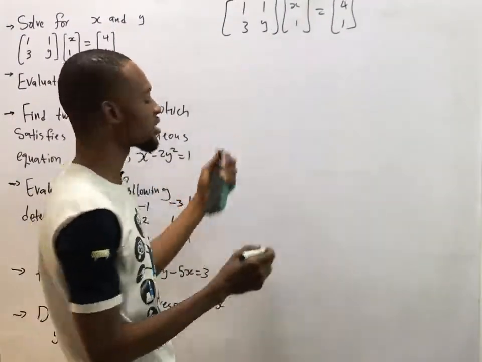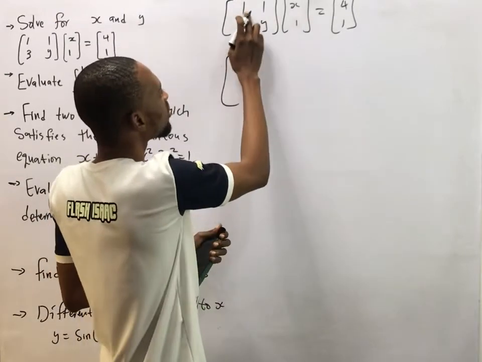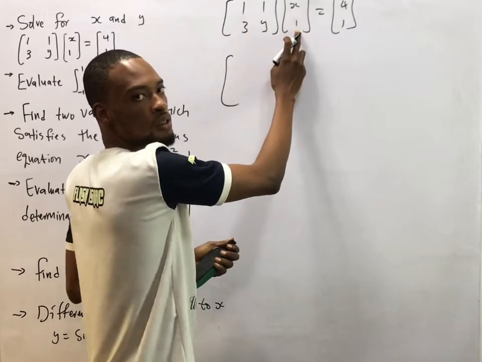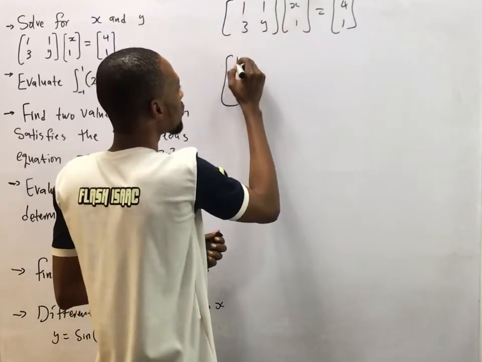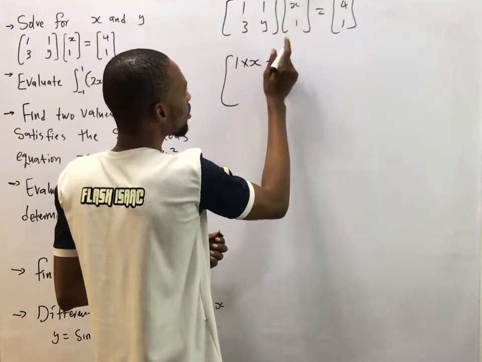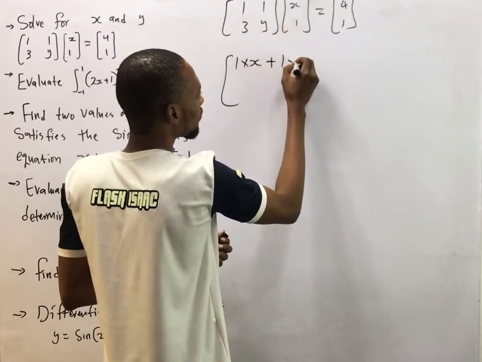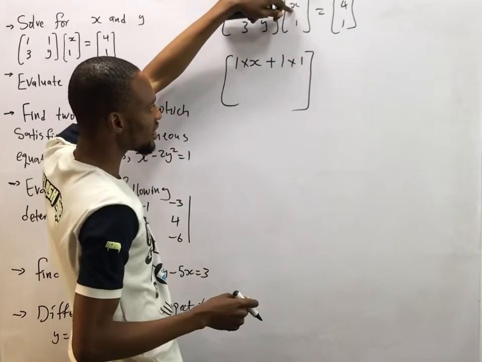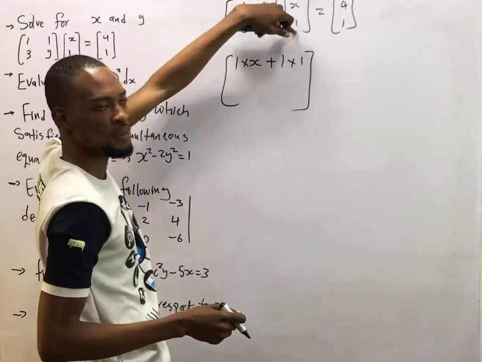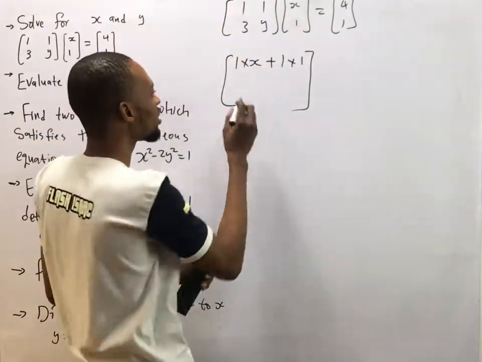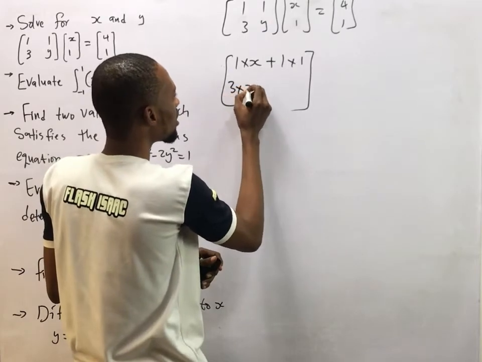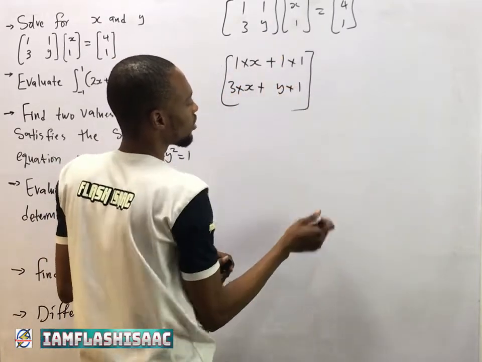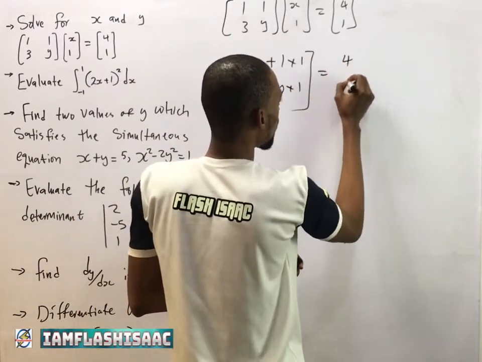Once you have this, look at what you do. Use this one to multiply s and this one to multiply this one, which implies that you have 1 times s plus 1 times 1. Then use this 3 to multiply s and use y to multiply 1, which implies that here you have 3 times s plus y times 1. So this is equal to 4, 1.